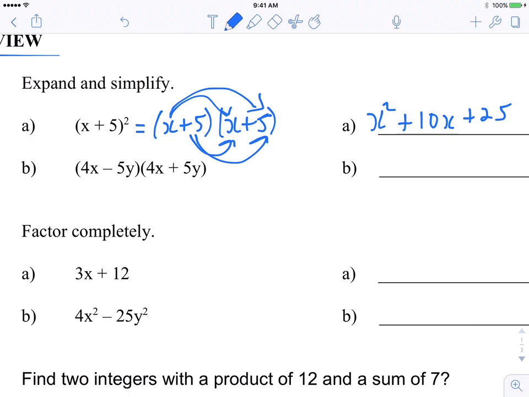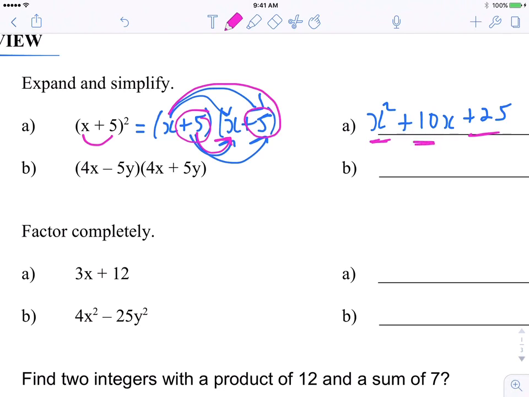And again, we talked about the shortcut being square the first term, x squared, and the last term will be 5 squared. So you'll notice here the first term is x squared, the last term is 25, and a shortcut to getting the middle term would simply be to multiply x times positive 5 and then double it. The reason we double it is because you have x times 5, and then the very next step you have 5 times x. So that's technically double, and that's how we get our 10x.